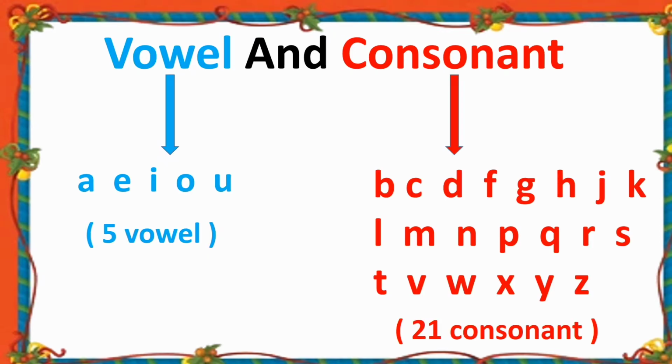Consonant are 21. B, C, D, F, G, H, J, K, L, M, N, P, Q, R, S, T, V, W, X, Y and Z.